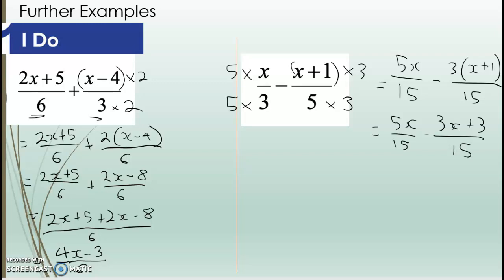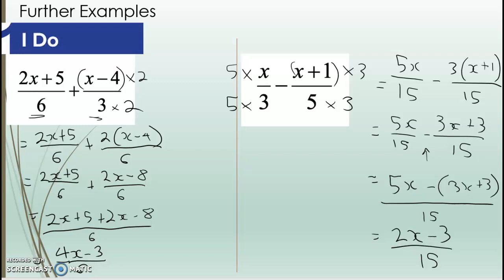Now this is where I need to be careful because as I combine these, this minus in the middle here needs to apply both to the 3x and the 3 on the numerator of that right hand side fraction. So when I combine it, I actually get 5x minus 3x plus 3 all over 15. Now collecting like terms and simplifying, I've got 5x minus 3x, which is 2x, and minus 3 over 15. And we're done.